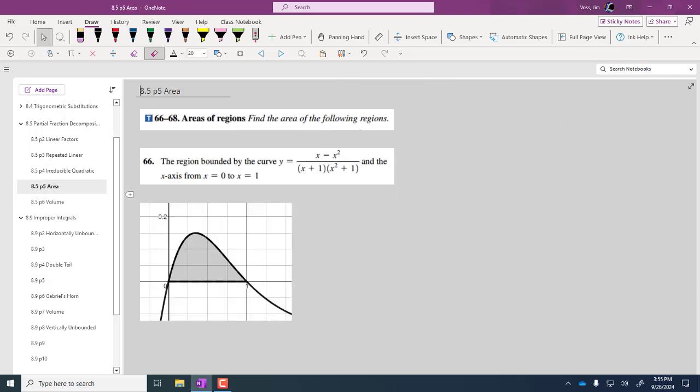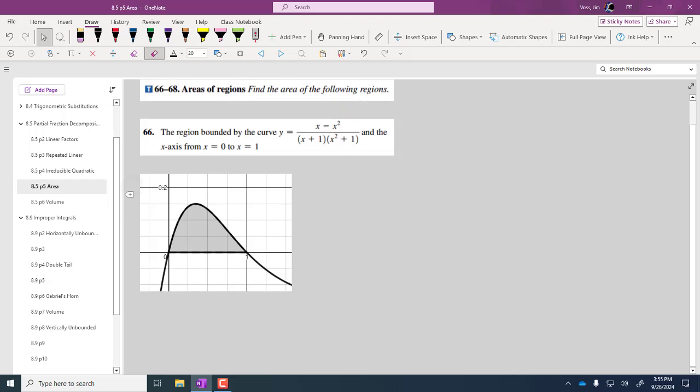Do an area. So they give us a curve. I've graphed it for us so we can see what it looks like. That messy curve. We just want to find the area beneath that curve, which is the first application you ever learned in calculus. You can use the integral to find the area beneath a curve.